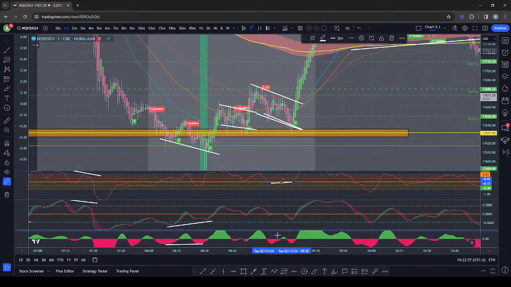This is moving up right in here, and also on the TTM squeeze, this is also moving up. So this is doing the opposite, and that's what's telling me that this is a divergence in here.